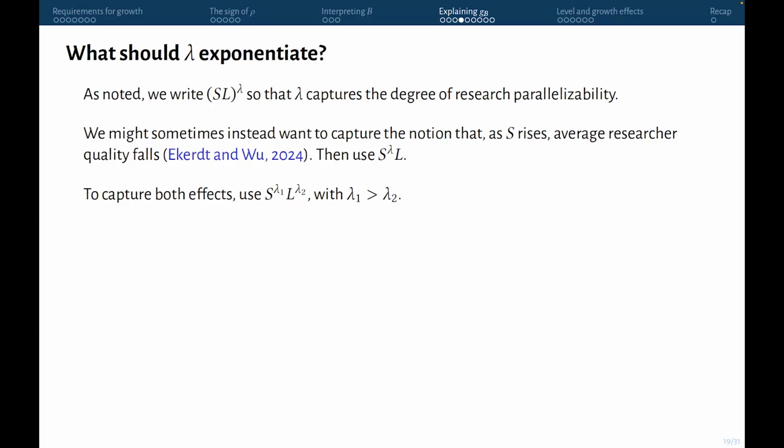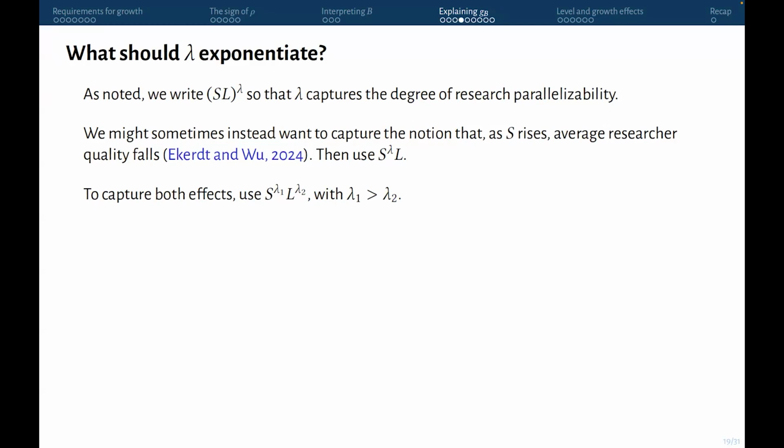Now, if that's the only effect, if there's no stepping on toes, then you just want the lambda on S. Does that make sense? So if you double the whole population, you'd be doubling the number of geniuses alongside everyone else. But if you fix the population, but you double the number of researchers just by dipping lower into the pool, then that's raising S to not L, and that's going to be less effective.